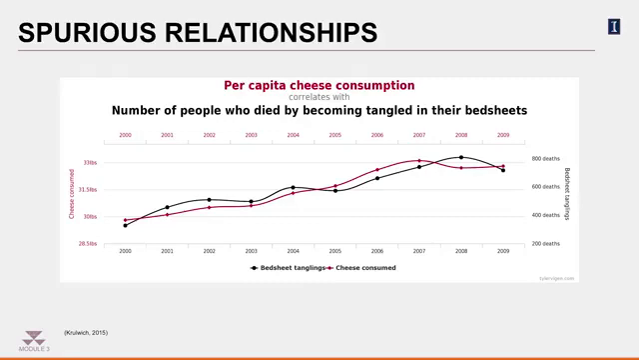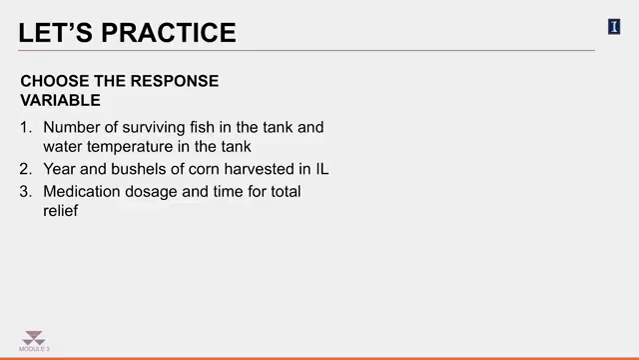Look at this graph, which shows cheese consumption is highly correlated to the number of people who died by becoming tangled in their bed sheets. No kidding. Data is from National Geographic. So make sure that you pick variables that are functionally related.